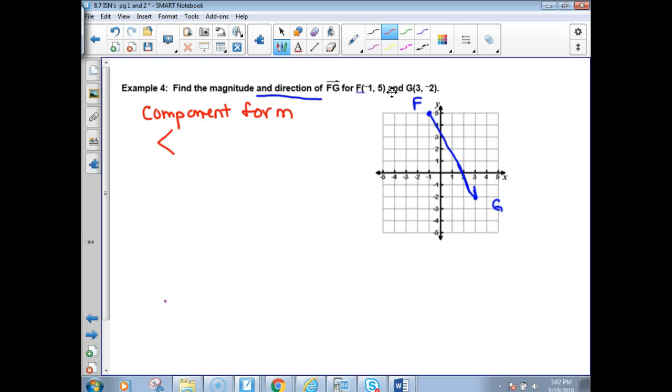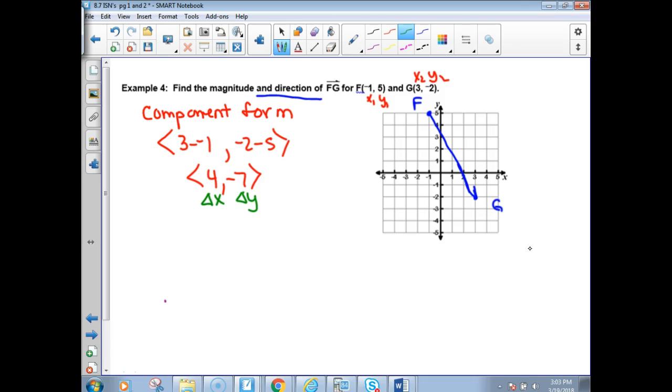Component form, that's when you take your x1, y1, and your x2, y2, and subtract. We're going to do the x's first, 3 minus negative 1, and the y's second, negative 2 minus 5. The component form would be 4, negative 7. Okay. I'm now going to remind you that the change in the x is 4 and the change in the y is negative 7.